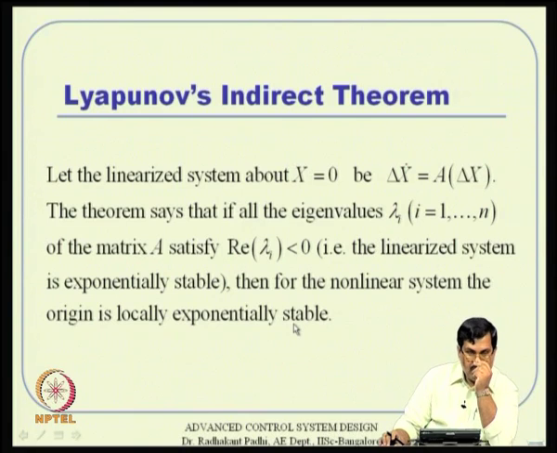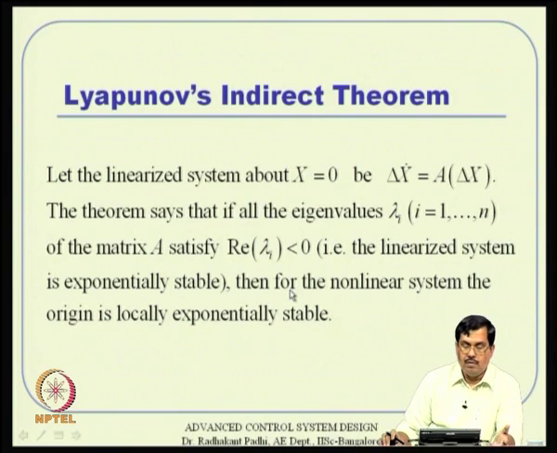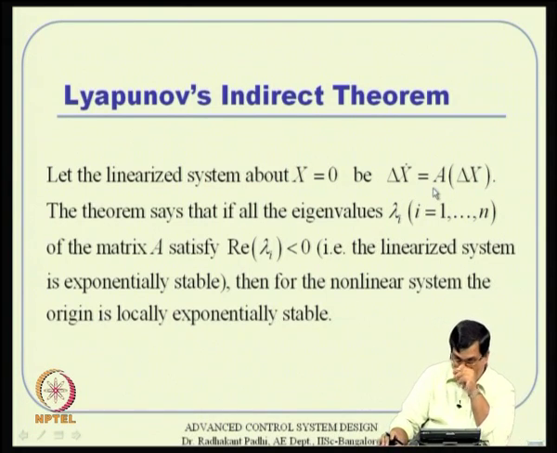That means the region may be small, but still the guarantee is there that if the linearized system is stable, then the nonlinear system is also stable. So, that is the beauty of this indirect theorem, and it is a very direct, straightforward approach to test whether the system is locally exponentially stable or not. If you really want to have that kind of very quick conclusion, all that we need to do is linearize the system dynamics and then study the behavior of the eigenvalues of the matrix.